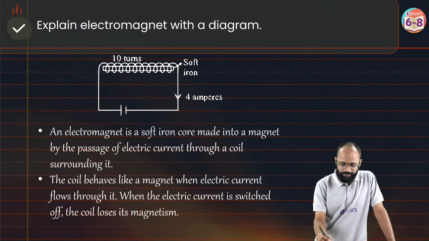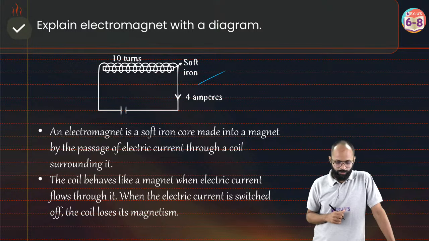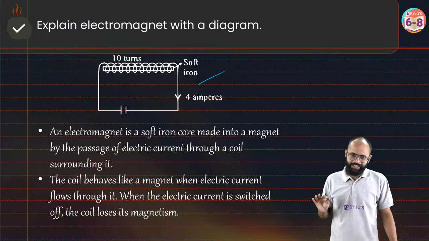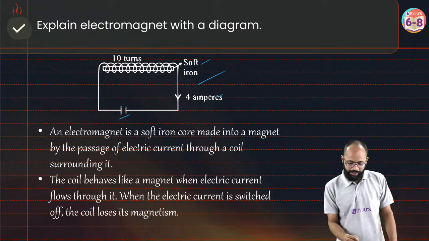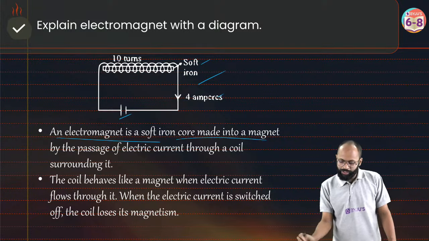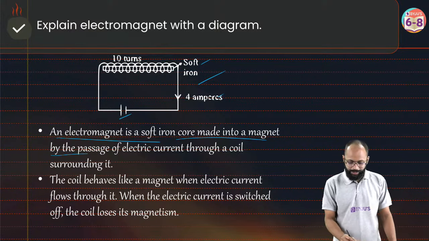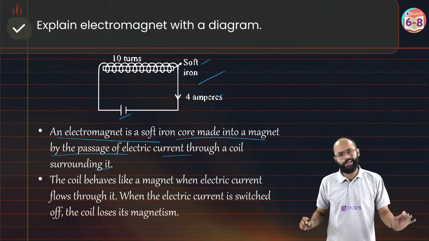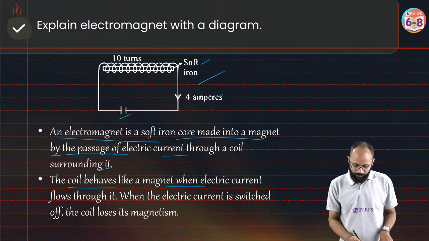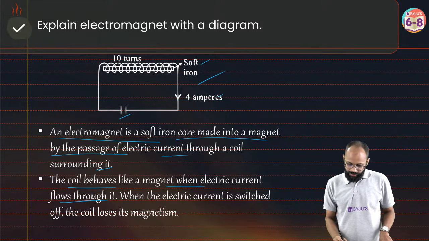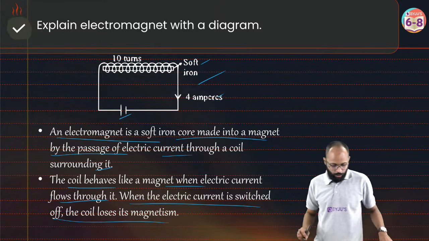Sir, this is the diagram. This is the diagram: soft iron, current and battery. An electromagnet is a soft iron core made into a magnet by the passage of electric current through a coil surrounding it. The coil behaves like a magnet when electric current flows through it, and when the electric current is switched off, the coil loses its magnetism.